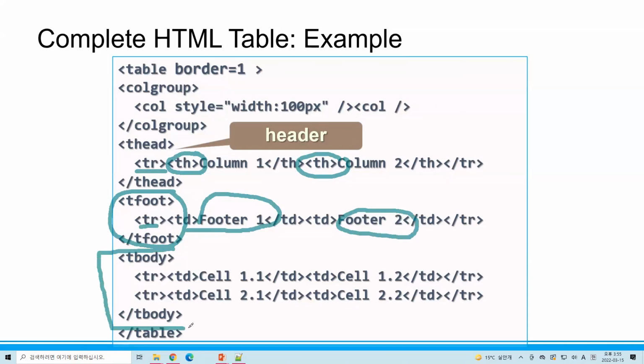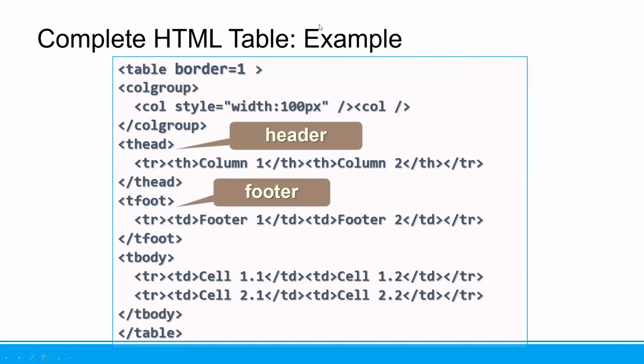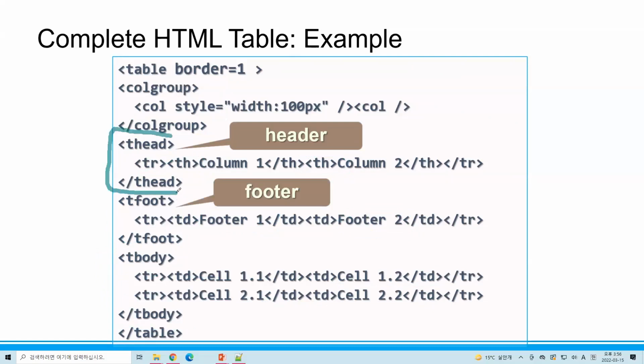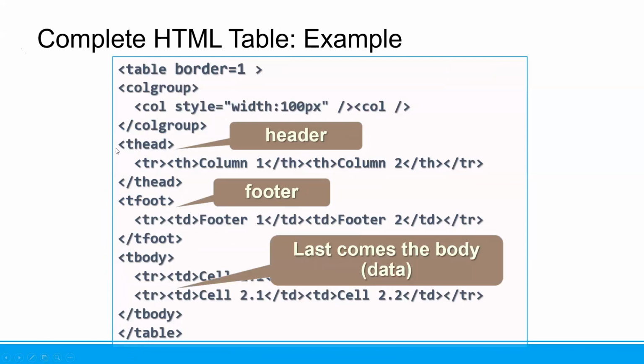In the body, we have two rows, TR and TR. So we have 1, 2. Okay, we have two columns, 1 and 2. When you specify this in your HTML file, you need to specify the head first, and you need to specify the foot. Okay? Not the body first, but the foot first, and then finally you can define the body. The last comes the body or the data.